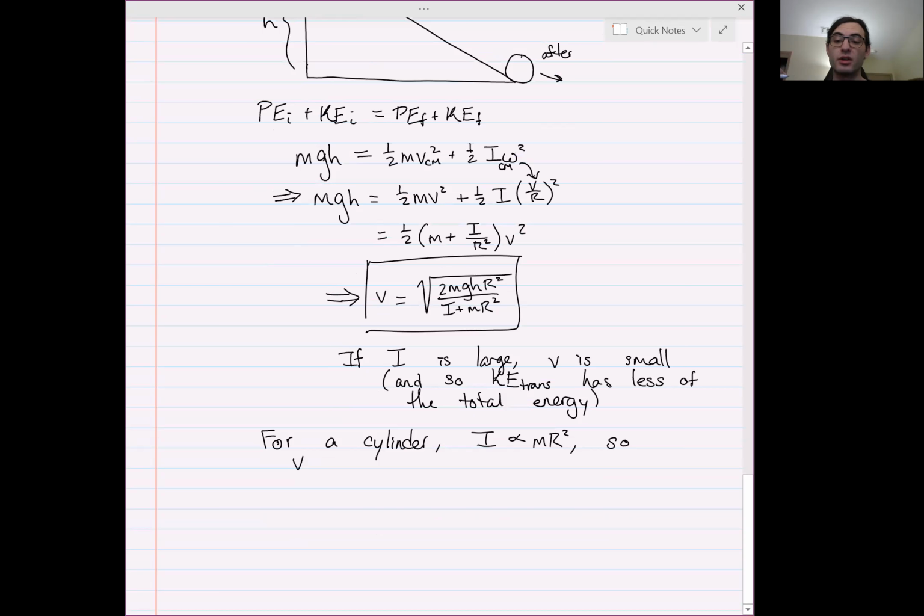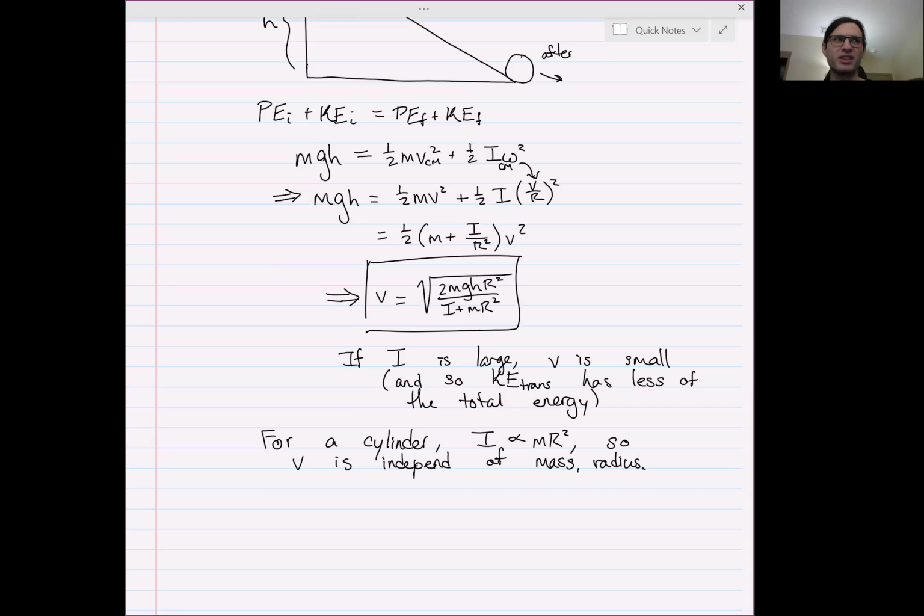In this case, we actually see that v is independent of the mass and the radius, which is interesting, right? Like I could have substituted in that. So if I is proportional to mr squared, I could have substituted that I is equal to, say, alpha mr squared, where alpha is just some number, some constant of proportionality. Then we could have canceled out the mr squared on the numerator and the denominator, and v would just not care at all about the mass of the cylinder or the radius.